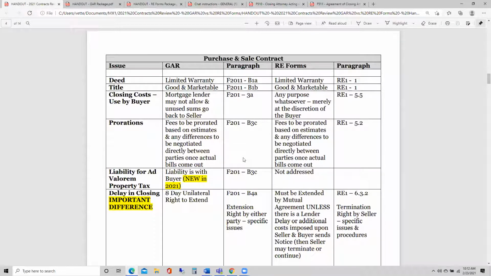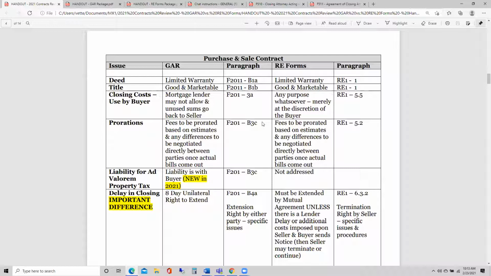Now, closing costs. If a seller is making a contribution to the buyer's closing costs, what can it be used for with respect to the purchase and sale agreement? Very different. Well, not very different, but a little bit different. In the GAR contract package, it states that whatever the mortgage lender can use that seller's contribution for, but anything that cannot be used by the lender goes back to the seller.